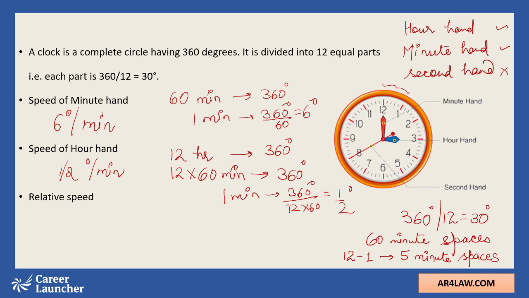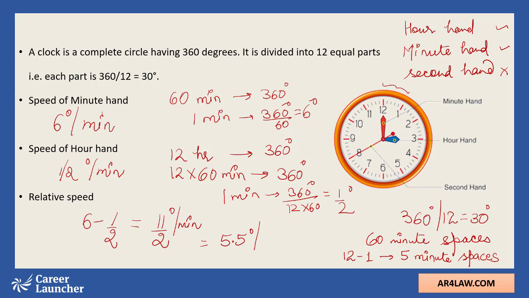Again, something that you need to keep in mind. Now, if you recall your chapter of TSD, whenever two things are in motion, the concept of relative speed comes into the picture. Here, the hour hand and the minute hand are continuously moving, so we need to talk about the relative speeds. When objects are moving in the same direction, the relative speed is nothing but the difference. So the relative speed of the hour hand and the minute hand here happens to be 6 minus half, which comes out to be 11/2 degrees per minute, or you can say 5.5 degrees per minute.